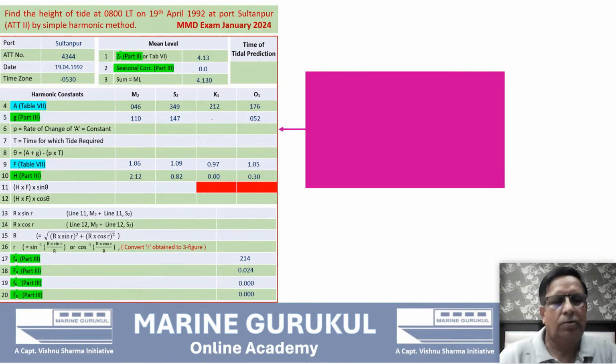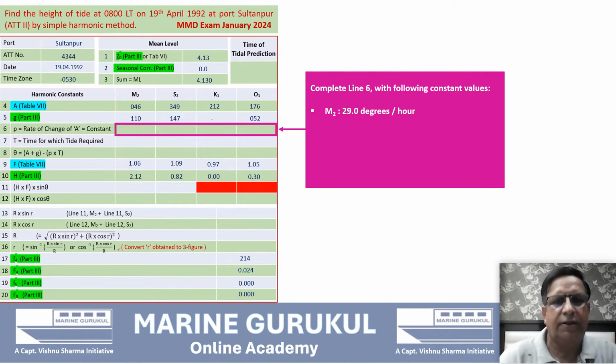Next we'll go to line 6, which is small p, the hourly rate of change of A. Now for our purpose, we can use this rate as constant, though it does change slightly, but we can every time use the same constant value. It will not impact the accuracy of the calculations.